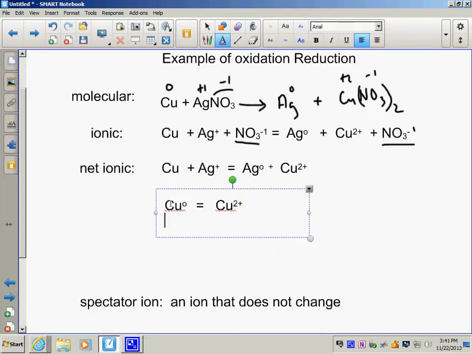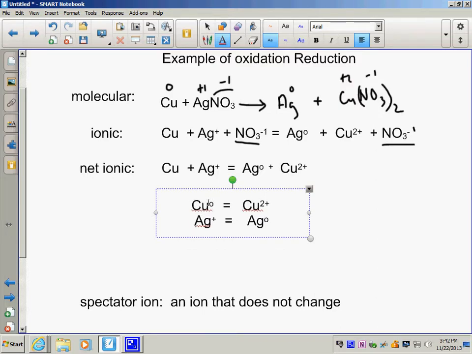And then the silver Ag is going from Ag+ to an Ag with no charge. The question here is which one is being oxidized and which one is being reduced. You can see that this is a before picture and this is an after picture.